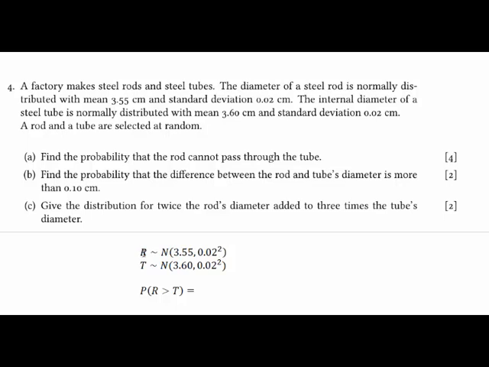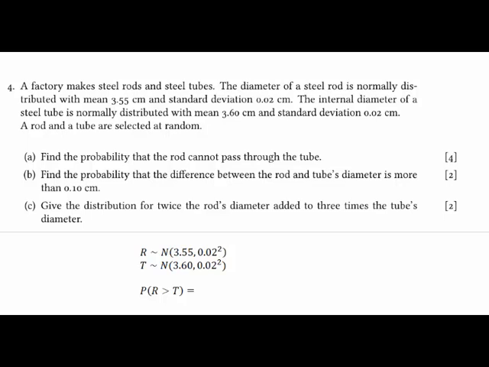So I've got a rod and a tube that have these parameters. And the question says, what's the probability that the rod cannot pass through the tube? In other words, the diameter of the rod is bigger than the diameter of the tube. So that's all basic stuff. You should all have that neatly written on your script at the top, and you should be working down the page trying to answer this question. What is the probability that r is greater than t?